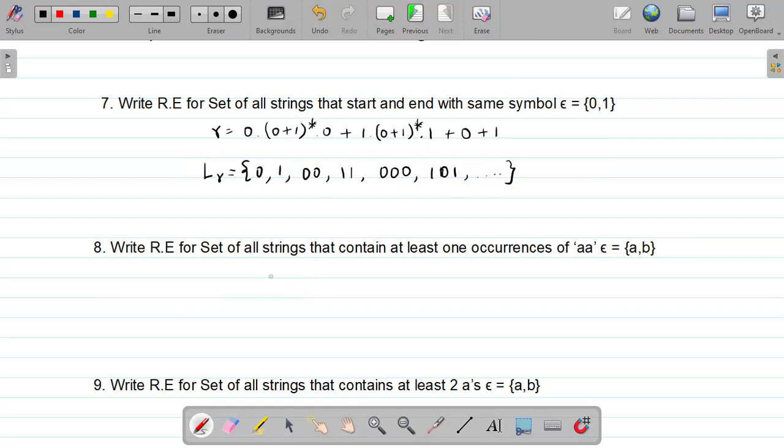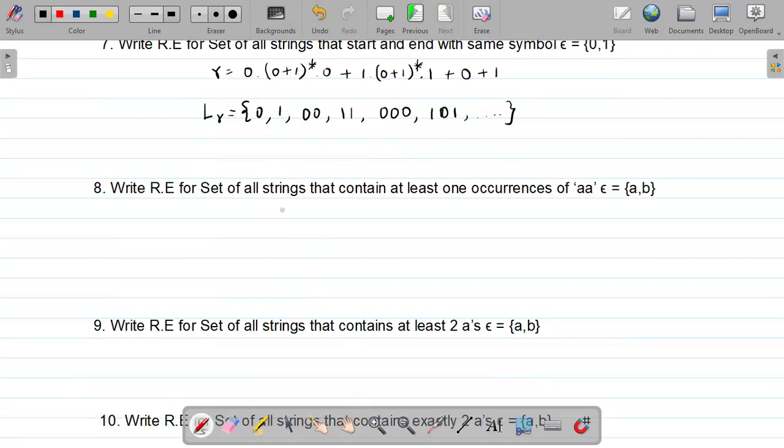Then write a regular expression. Next one, set of all strings that contain at least one occurrence of AA. Here the occurrence is defined as AA together. AA can be in the beginning followed by strings. It can be in the end, so something may be present before it, and it can be in between also. So we can have any combination of A's and B's, which is given by (A plus B) the whole star.